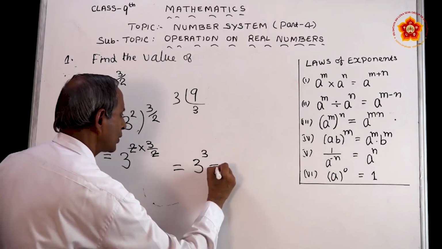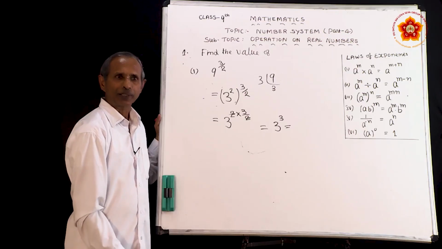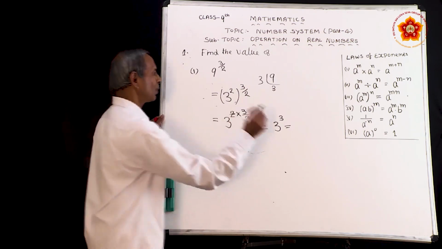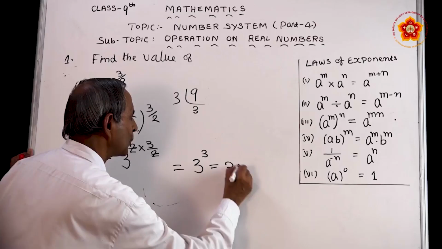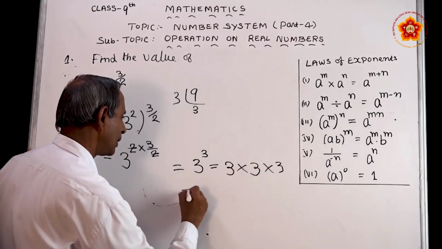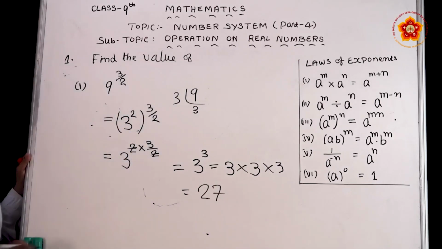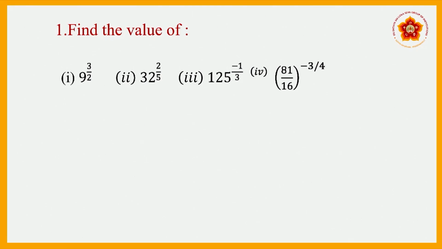Now you already know 3 cube is not 9. Don't forget, 3 cube means you have to multiply 3 three times. Therefore, its value becomes 3 into 3 into 3. The resulting answer becomes 27. It is the solution for the first problem. Now, the second problem is 32 whole raised to the power of 2 by 5. You can write it like this also, 2 by 5.